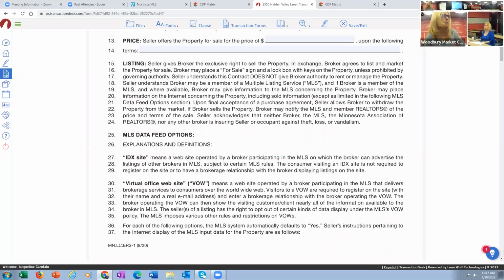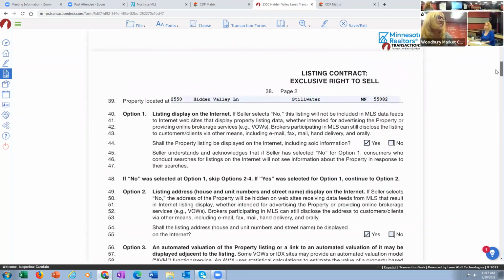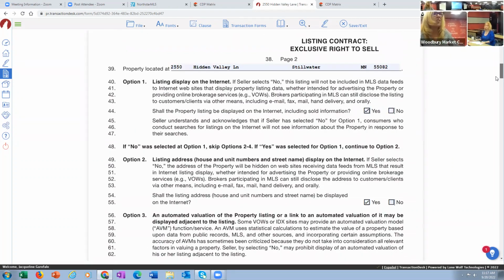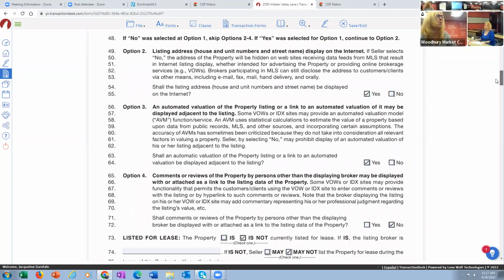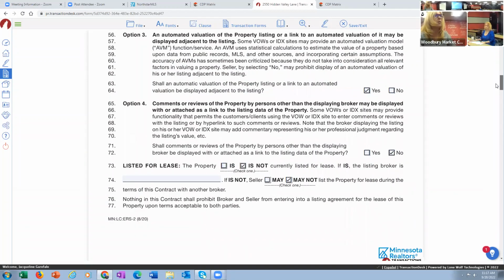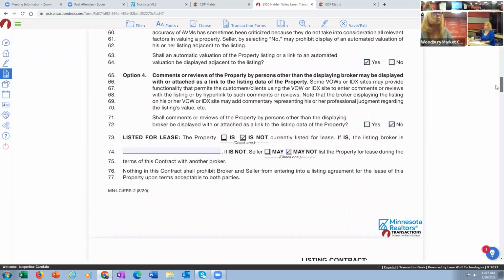Always save your first listing, and I always go back to it. The answer is yes, because we want it on the internet, right? We want the address and everything on the internet and pictures. Automatic valuations, not a problem. But what we don't want is consumers to be able to respond negatively to that property or add any comments. So that's always no. Listed for lease, this property will not be listed for lease, and I'm not going to allow them to.